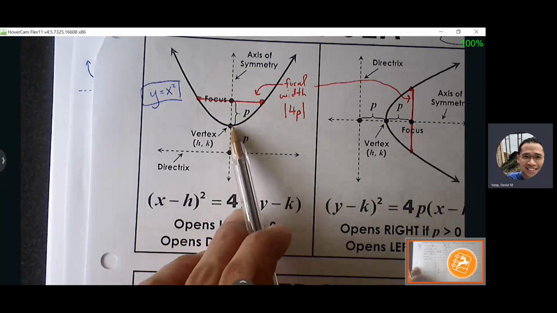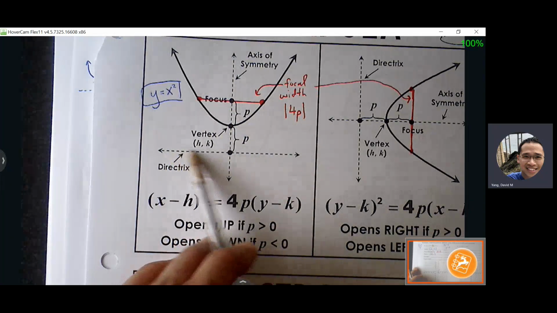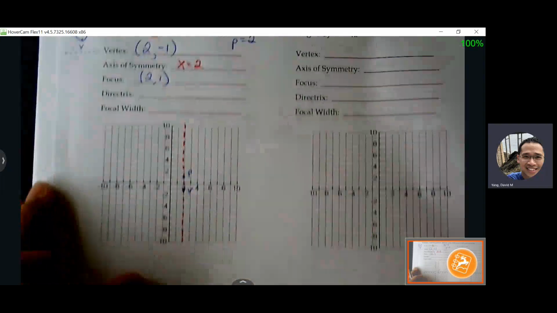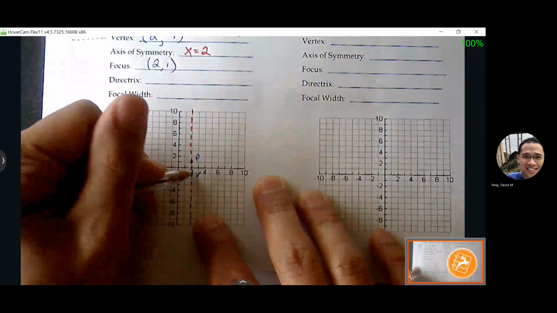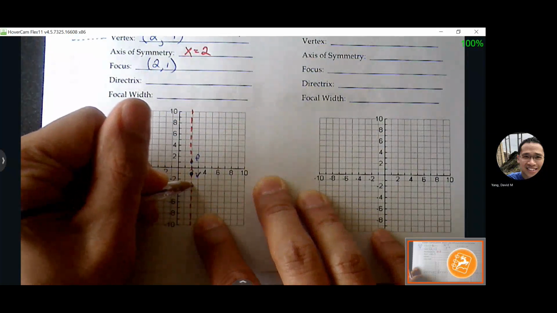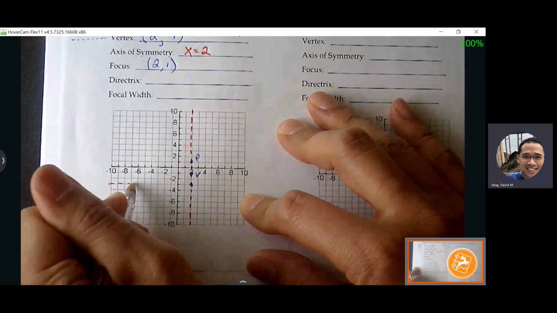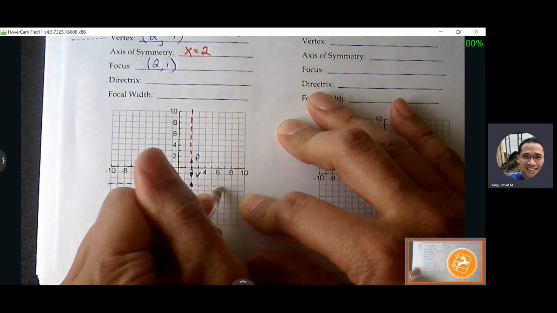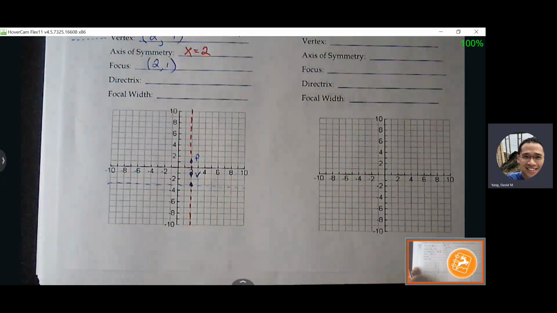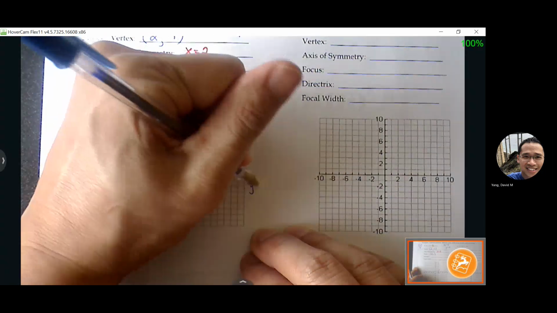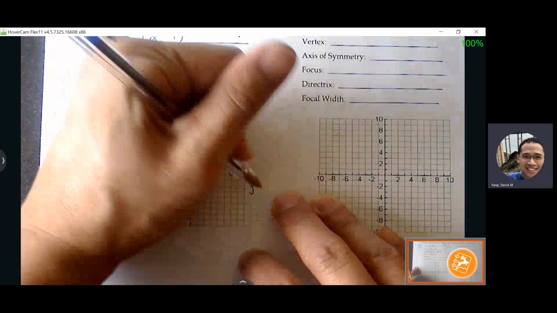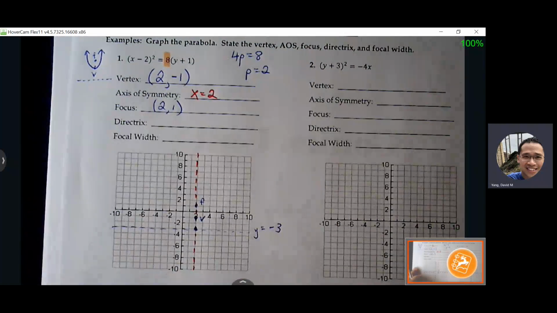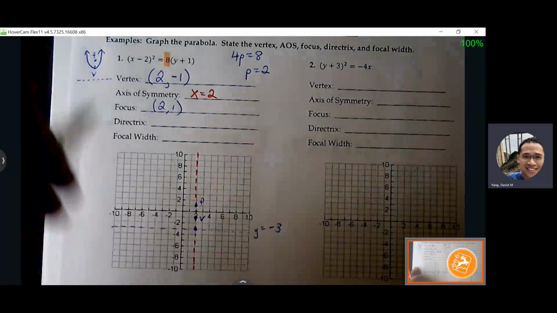Same idea, start on your vertex, and now I'm going to count 2 units down to get to a point where I can begin to draw my directrix. So 2 units down. 1, 2. Highlight that point, and now I'm going to draw a horizontal line, which is going to be my directrix. My directrix is not going to be a point, it's going to be a line, but I always have to plot that point so I kind of know where to draw my horizontal line. What's the equation of that horizontal line? Good. y equals what? -3. Horizontal line is always y equals, vertical line is always x equals.